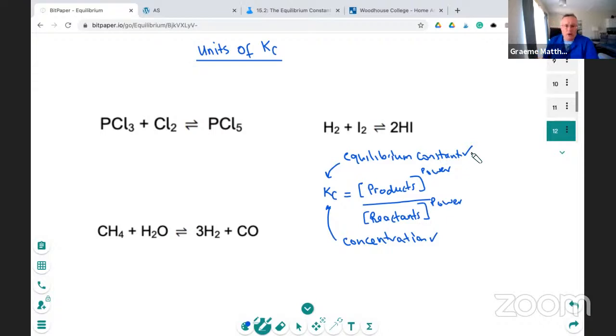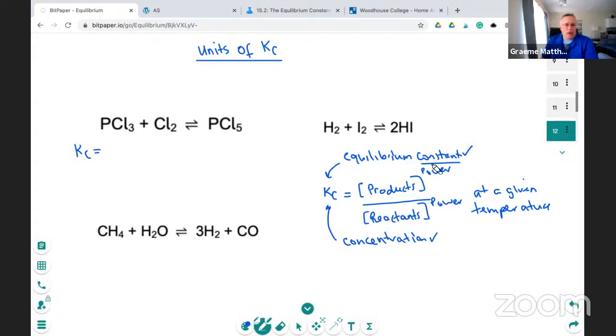All right, so here we are. Very first thing then is I got to write down the Kc expression. Oh, before I forget, I've got to put down at a given temperature, meaning the equilibrium constant right there is only valid at this temperature. If you change the temperature, you change the equilibrium constant, you have to rework everything again.